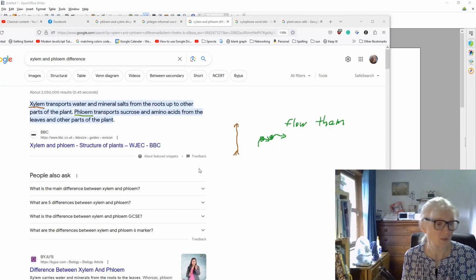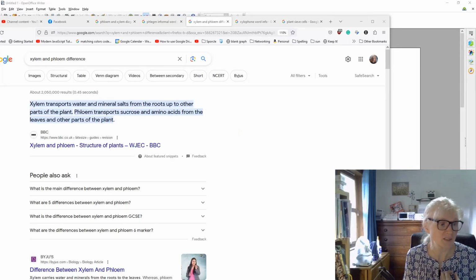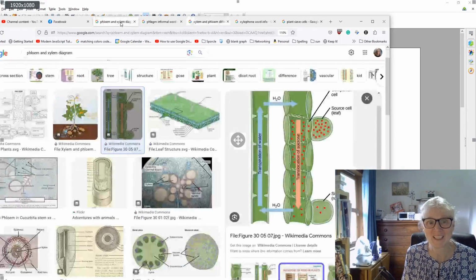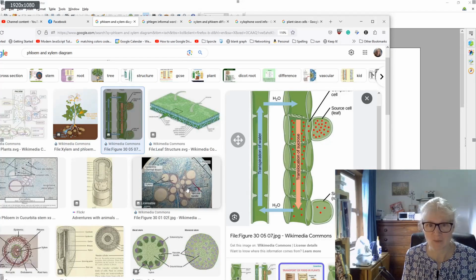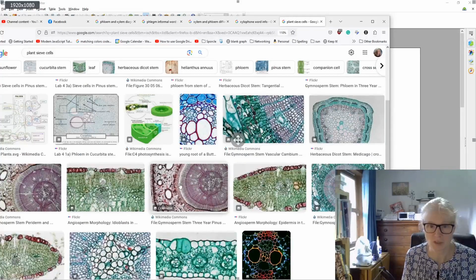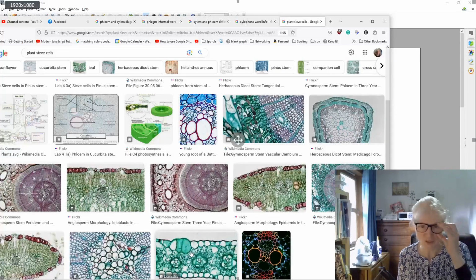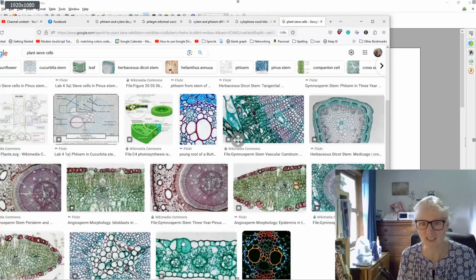Now, one of the things I'd say about the xylem and the phloem is that pictures of them are really very beautiful. You get pictures like this, and these sort of pictures here. They're just absolutely incredible. So if you go and have a look at xylem and phloem on Google Images, you'll just be blown away by how beautiful they are.